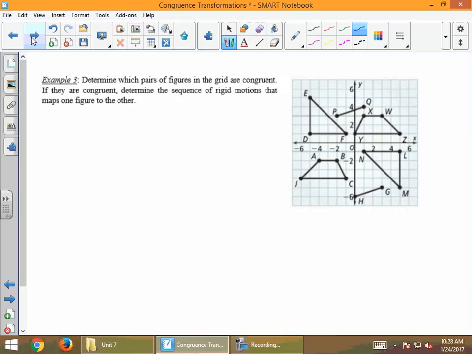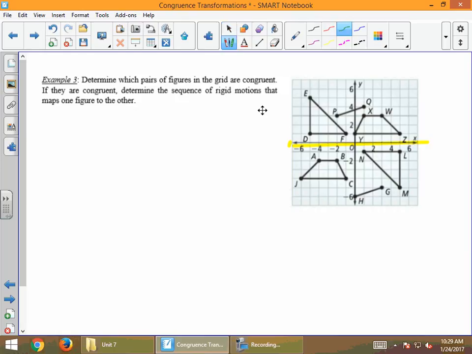Yeah, reflection over what? What line is in between these two triangles? The x-axis. So we're going to flip over the x-axis. That's the line that's in between them currently. So that's what we're going to flip over.